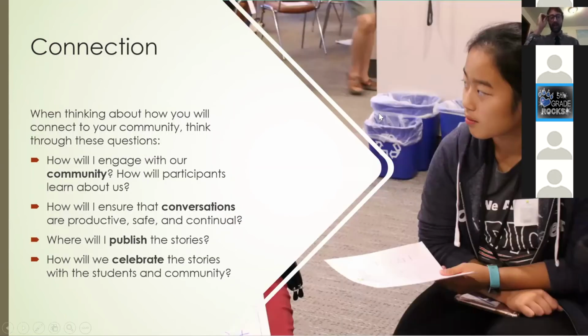And finally, this last component, of course, is the connection piece. How are we going to get students in conversations with their community? This is really one of the biggest goals of the whole project, getting students talking to their community members, talking to people who may not be just like them. And so I asked myself, how will I engage with our community? How will participants even learn about us? On my website, I put call for participants, but not everybody visits my website. So I printed up flyers and I took them down to the community night that our school held. And I set up a little table and just passed flyers. Hey, we're doing this project. Please come share your stories.